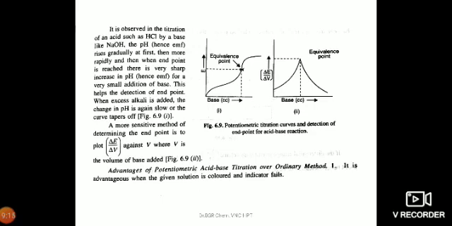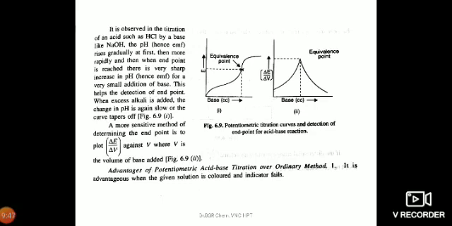Therefore, on gradual addition, the pH, hence EMF, rises gradually at first, then more rapidly, and when the end point is reached, there is a very sharp increase in the pH. Hence, there is a sharp increase in the EMF also for a very small addition of base. This helps the detection of end point. When excess alkali is added, the change in pH is again slow or the curve tapers off. You can refer to the first diagram there. Here, as alkali is added from left to right, you observe that EMF gradually increases, then suddenly increases, then tapers off.